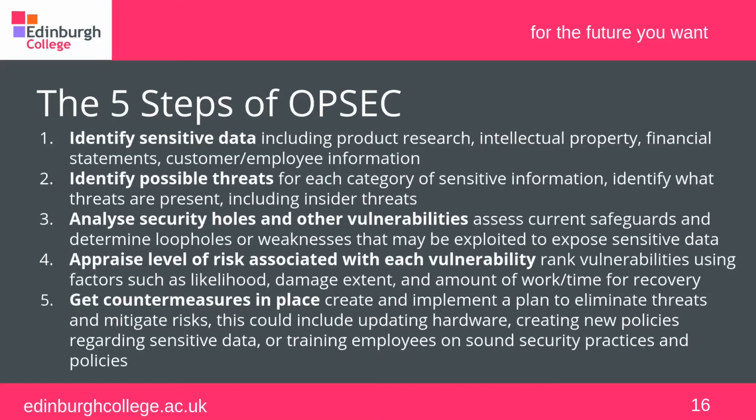Appraise the level of risk associated with each vulnerability. So you should rank vulnerabilities in each category in order using factors like likelihood. So how likely is something to happen? What are the chances of something bad happening? Okay. Then if something's very likely to happen, and it does, what is going to be the damage extent of that? Okay. So if you were to lose one piece of paper that was important to the company, how bad would that be? What's going to be the impact of that?